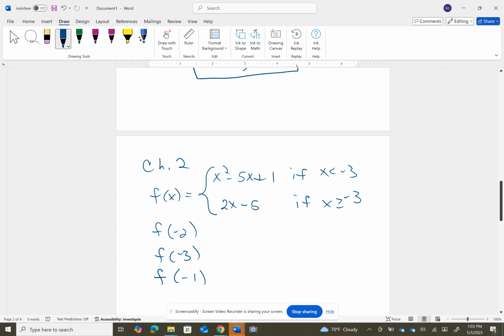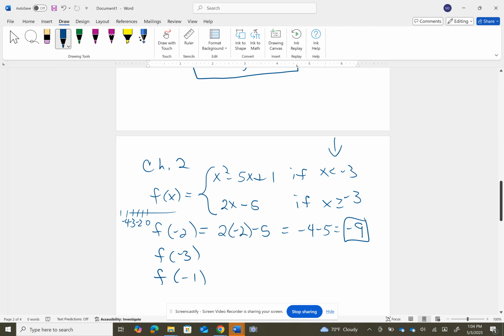So for f of -2, you don't go plugging it in to both of the rules. You check these conditions first. You have to think about how negative numbers work. -2 is actually to the right of -3, so it's bigger than -3. That means you're going to use the bottom rule, and you plug a -2 in for x on the bottom rule, and -4 minus 5 would be -9, and that would be the answer.